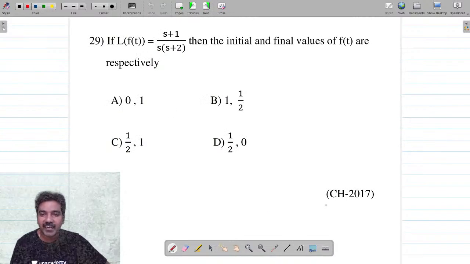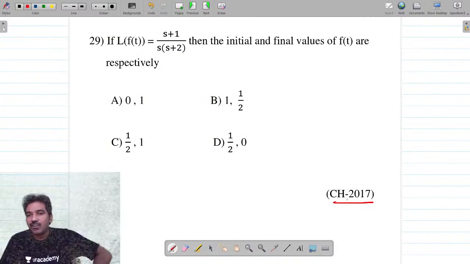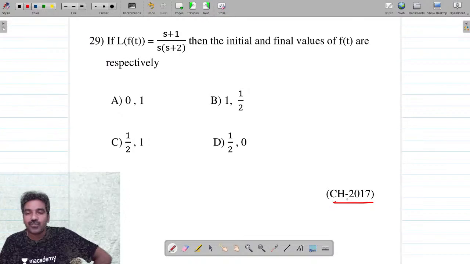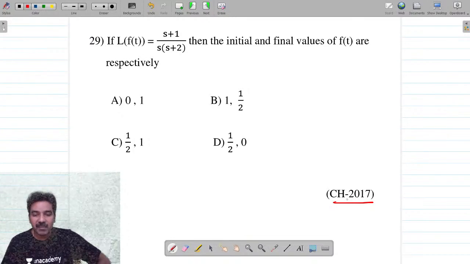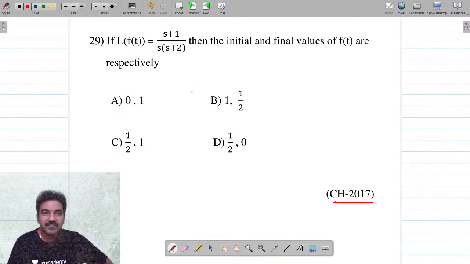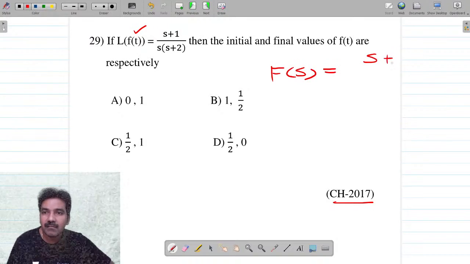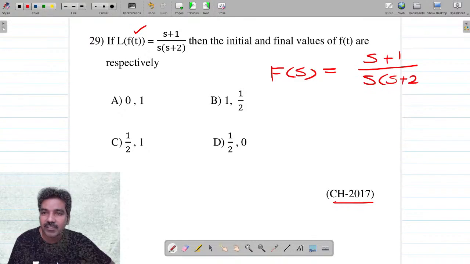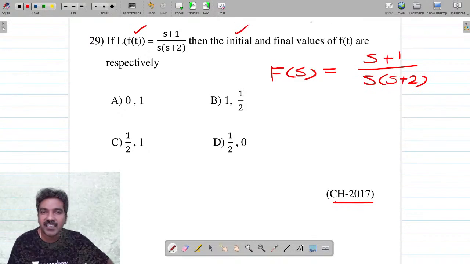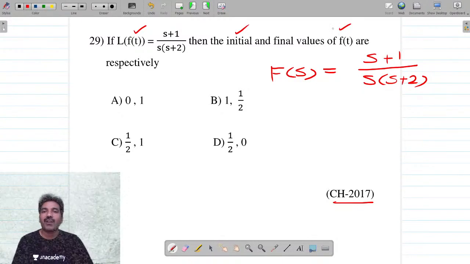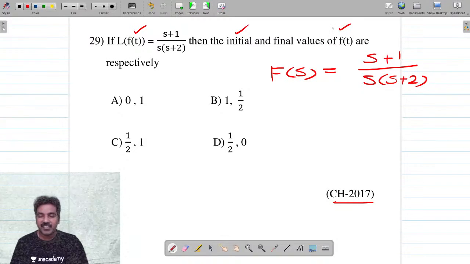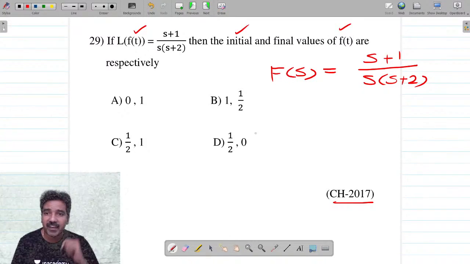Next, question number 29. This was given to chemical students in the year 2017. Chemical 2017. The Laplace transform of small f of t is given. What is it? Capital F of s, which is (s plus 1) divided by s into (s plus 2). They were asking the initial and final values of small f of t. They are asking the initial value as well as the final value.